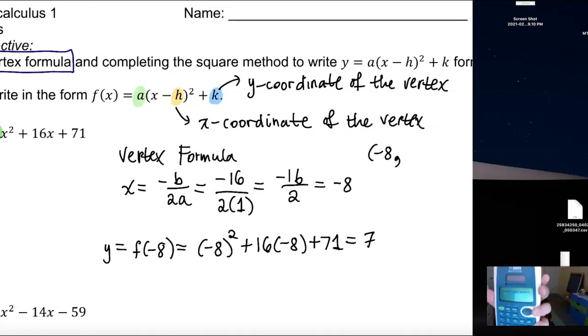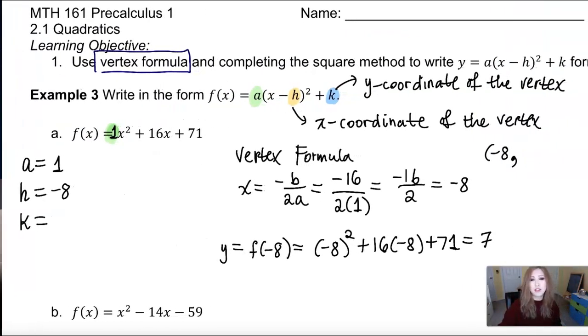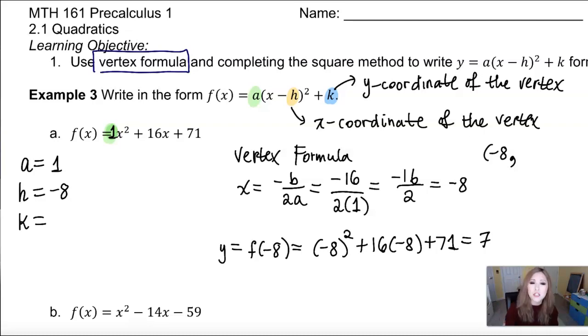See, I really just typed this in. I don't know if you can see it, but I typed the whole line in because I just want to find the y-coordinate instead of spending time on arithmetic. So that's what it is. I got my vertex to be negative 8 and 7. And what we just found is the vertex. And I can say, because the y-coordinate is 7, k must be 7.